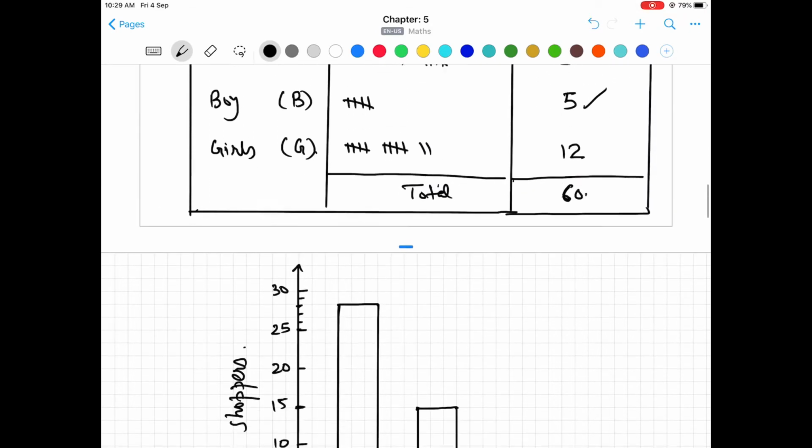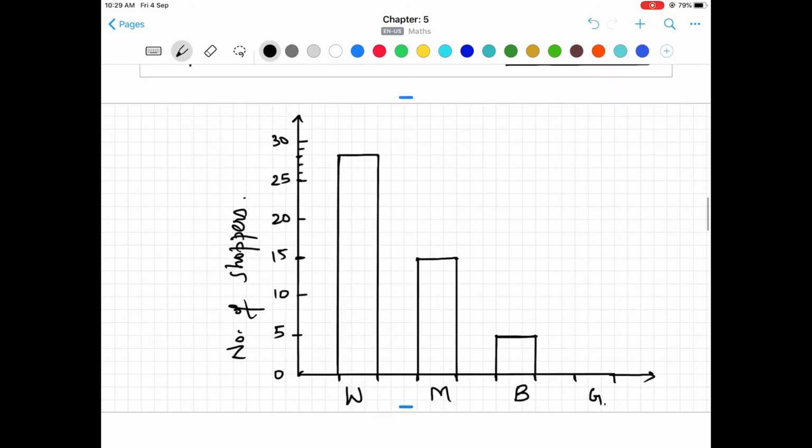And the last one we have is the number of girls, which is 12. So 10 is here, it will be 11, 12, 13, 14. So 12 is somewhere here. So this point will be marked up till here. Not here, it will be, okay, it should be here.